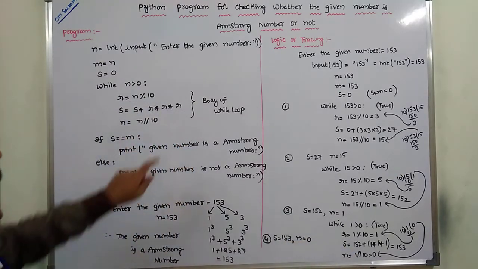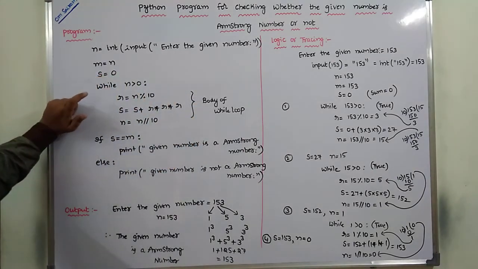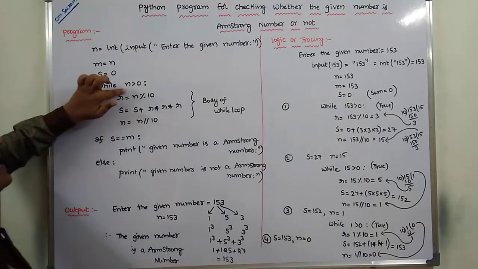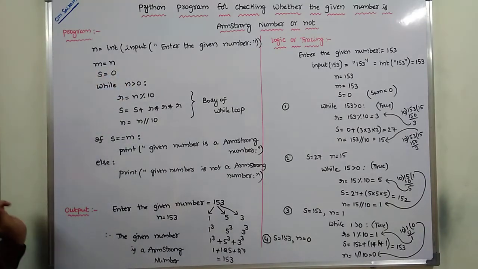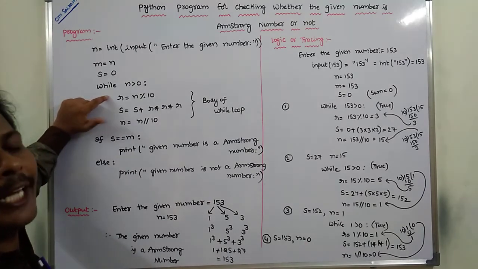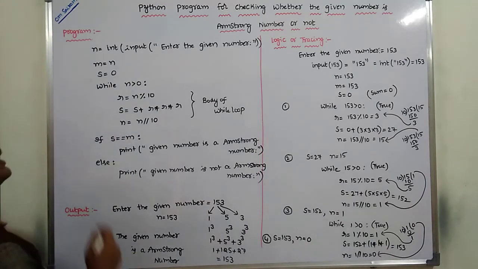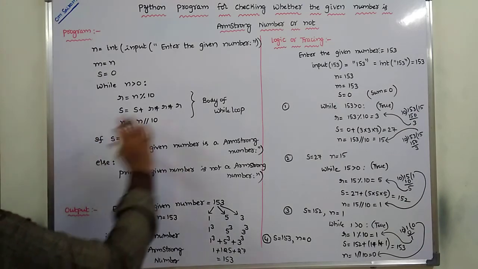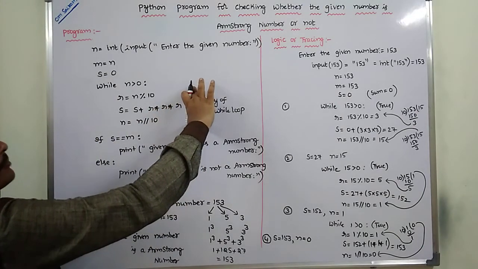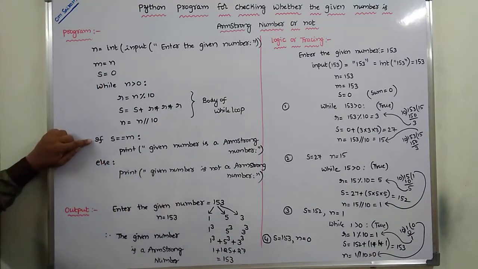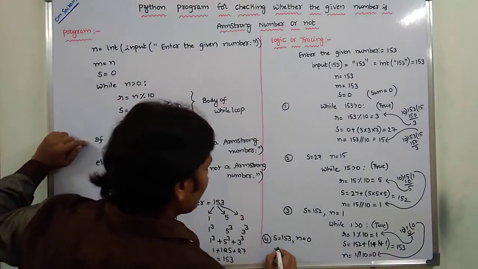So again it goes to the while loop. While n greater than 0, the n value is 0, 0 greater than 0. That is false. Then the control does not enter the statements within the while loop. The control goes to the next statement after the while loop. The body of the while loop is this one, and the next statement after the while loop is this one.